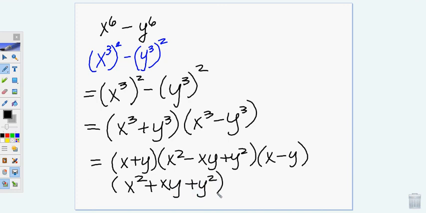Okay, so these are some of the most basic ones. Hopefully you found that helpful. When we get back together the next time, we'll deal with solving some more complicated polynomial equations.